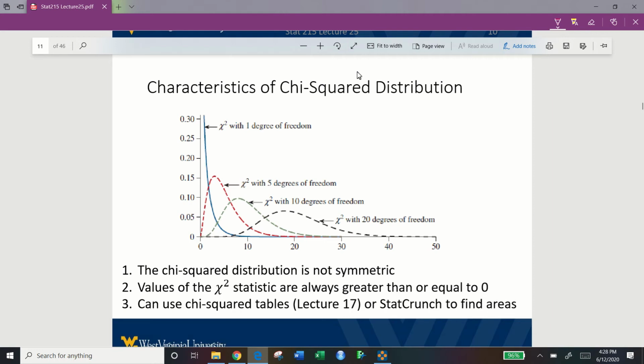Also, you can use the chi-squared tables from lecture 17 or StatCrunch to find the areas.